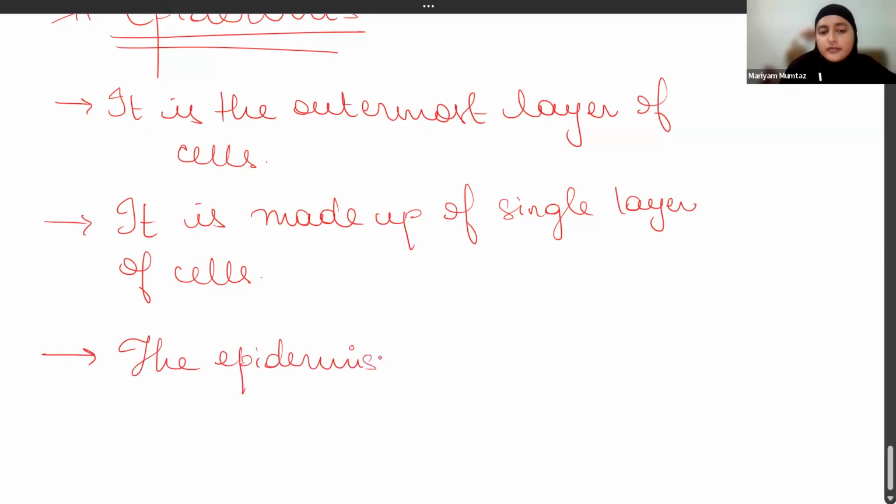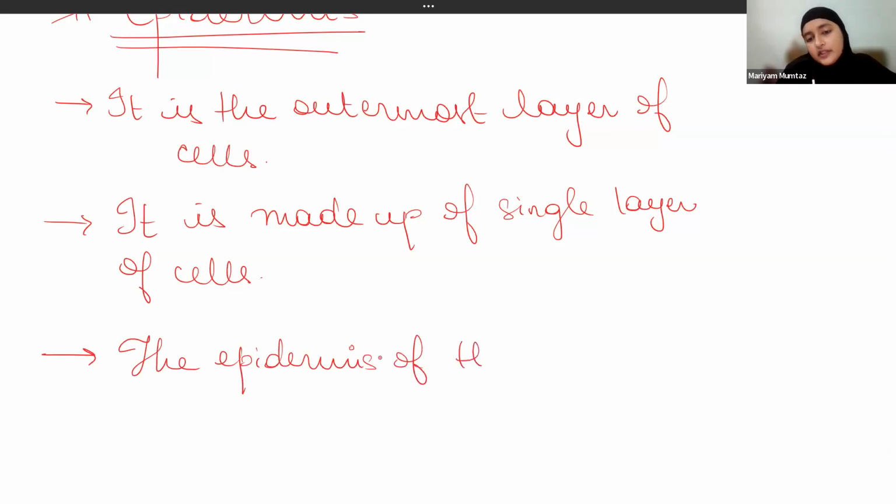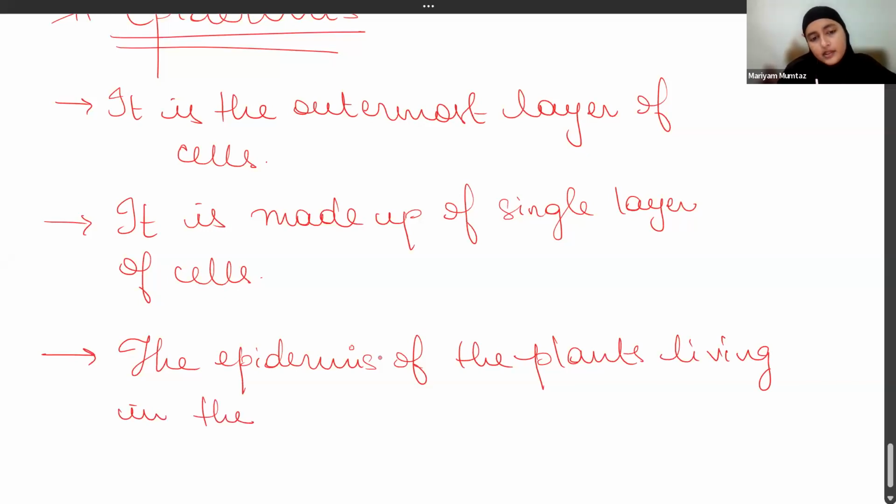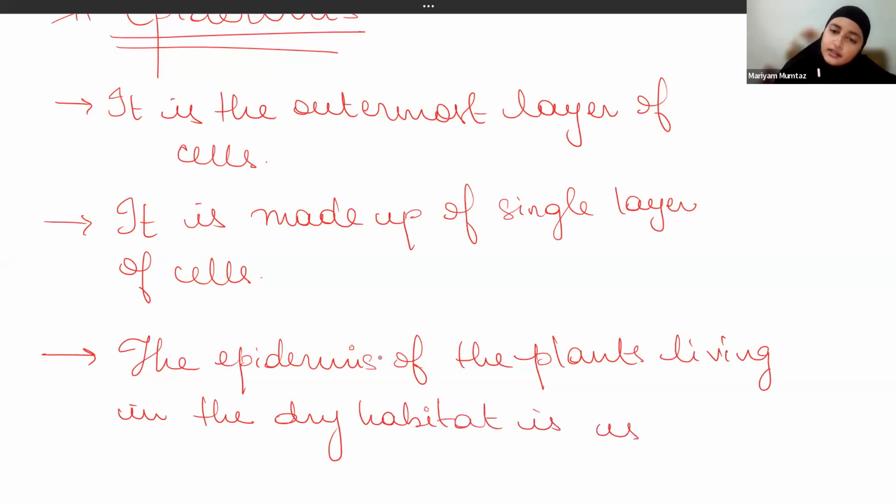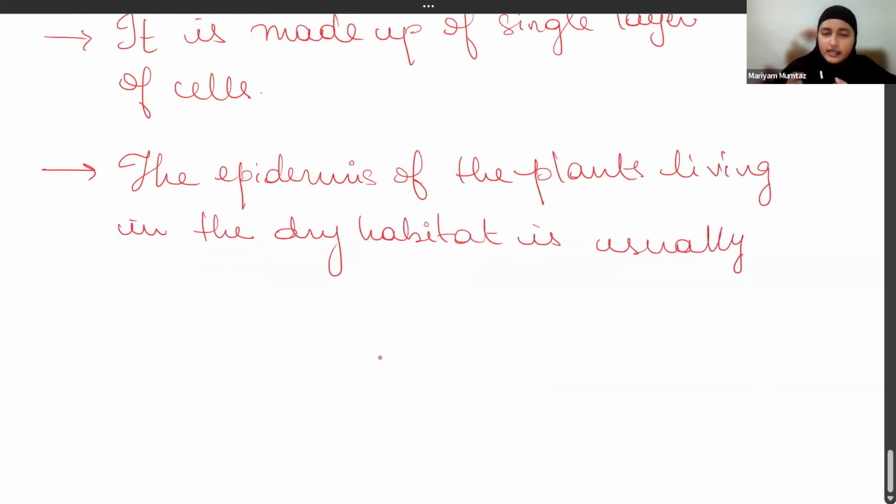The epidermis of the plants living in a dry habitat is usually thicker. Okay, it is usually thick if you see it. So it is thick.